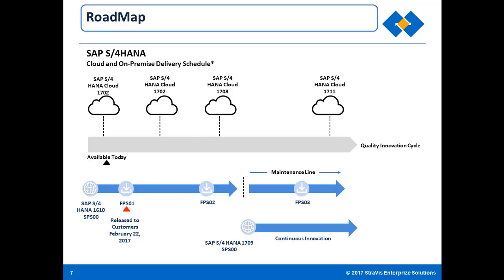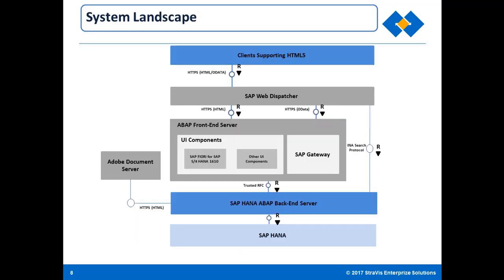And later you would see the continuous innovations with SAP S4HANA that would be along 1709. That would come late this year. That's about the roadmaps. Moving on to the system landscape.